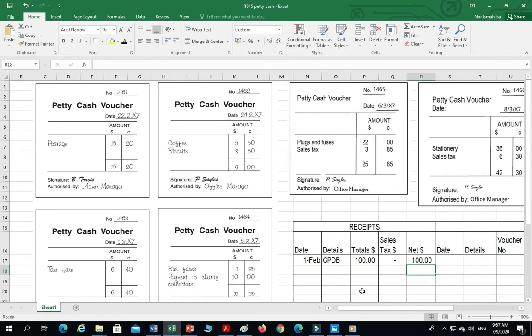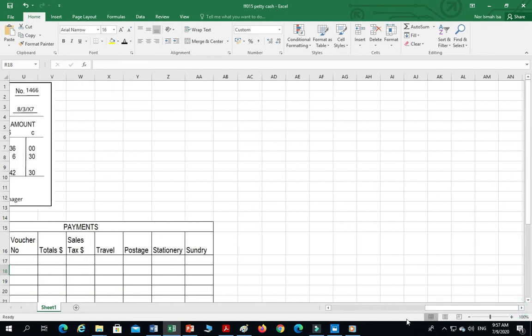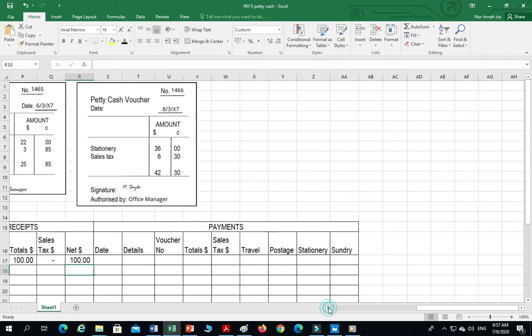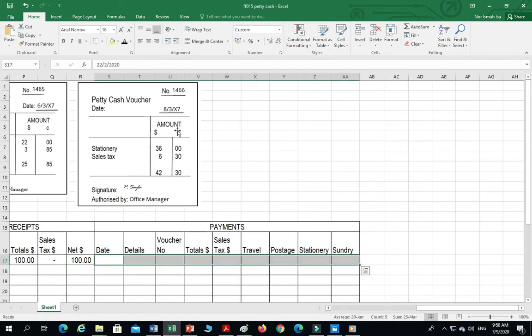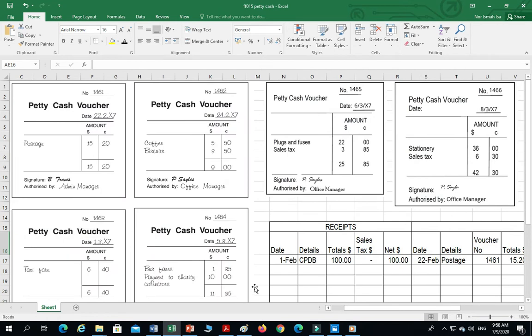Okay, look at the first voucher. This is 2nd February, postage. So we just record it at the payment side. This is February postage, voucher 1461. The total amount is 15.20. This is for the analysis item. Just put 15.20, and the same goes for the next voucher, 1462.